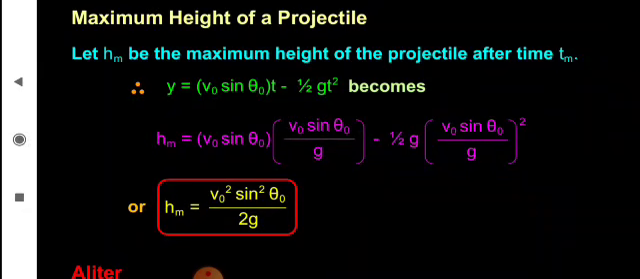V0 sin square theta naught divided by g, the first equation, right? So here it is half times g times V0 square sin square theta divided by g square. So it becomes hm is equal to V0 square sin square theta naught divided by 2 times g.